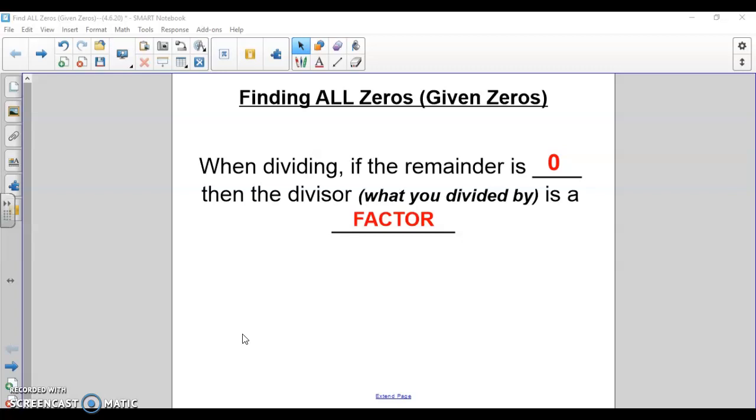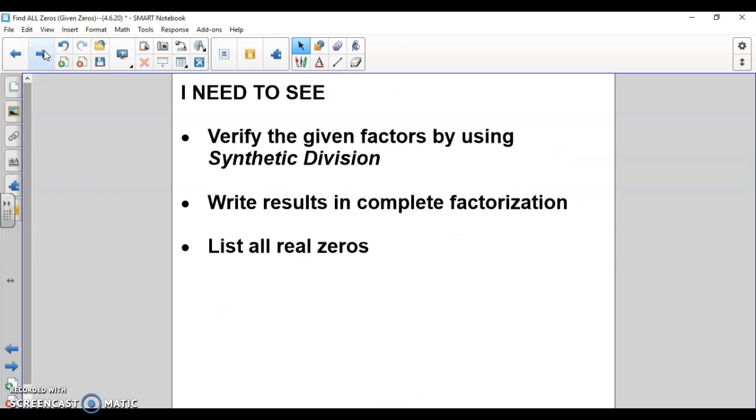Something to keep in mind here is when you're dividing, if the remainder is 0, then the divisor, which is what you divided by, is a factor. Alright, so I'm going to be kind of referring to some parts in terms as factors. So I just want to clear that up first. In this process, I'm going to need to see some work.